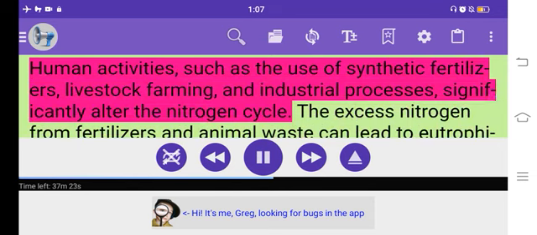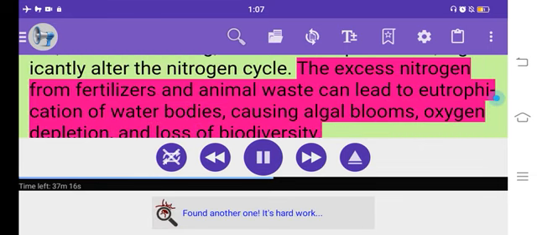Human impact on the nitrogen cycle: human activities, such as the use of synthetic fertilizers, livestock farming, and industrial processes, significantly alter the nitrogen cycle. The excess nitrogen from fertilizers and animal waste can lead to eutrophication of water bodies, causing algal blooms, oxygen depletion, and loss of biodiversity.